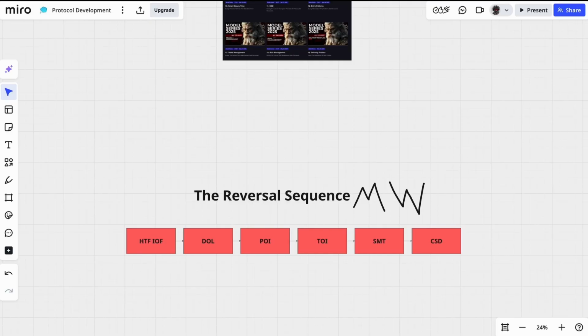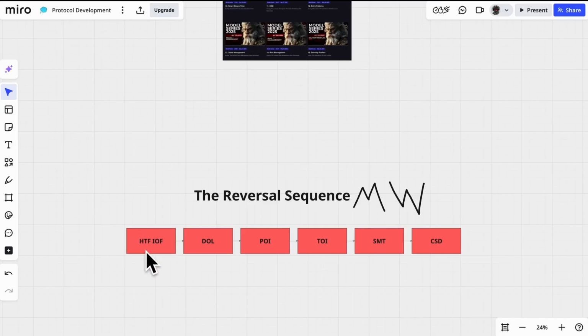This is the core of IPDA. This is literally what IPDA is doing all the time. And this is fractal, meaning it applies on all different time frames. So what's important to note is that the reversal sequence looks like the following, where you can see that it begins with higher time frame institutional order flow.